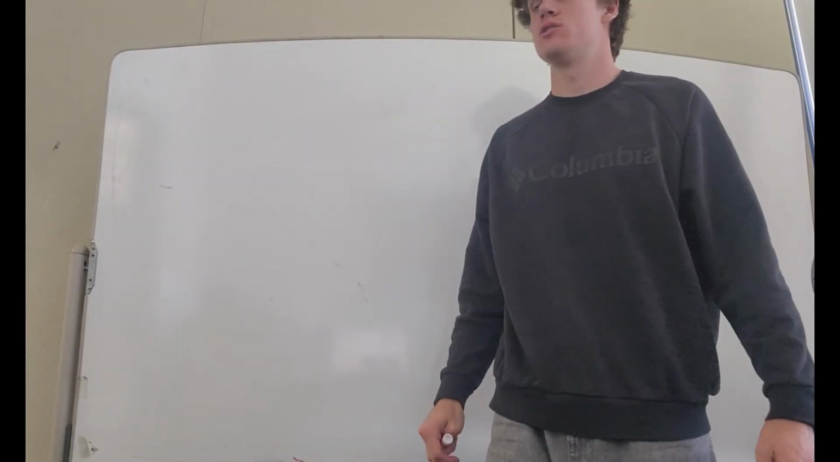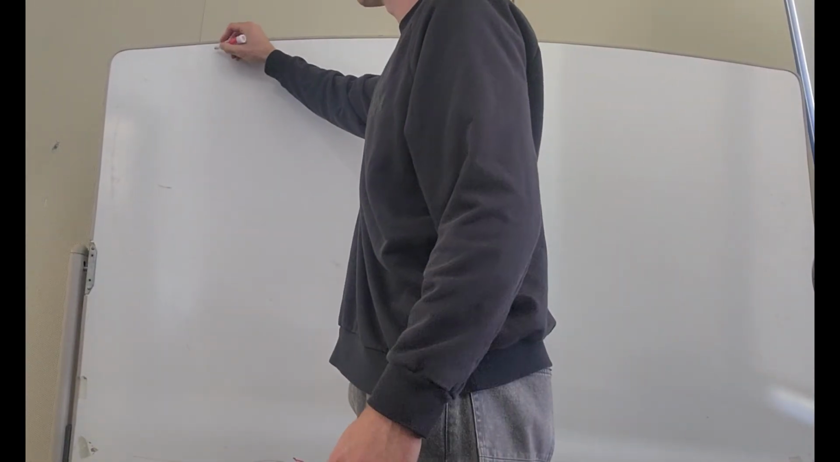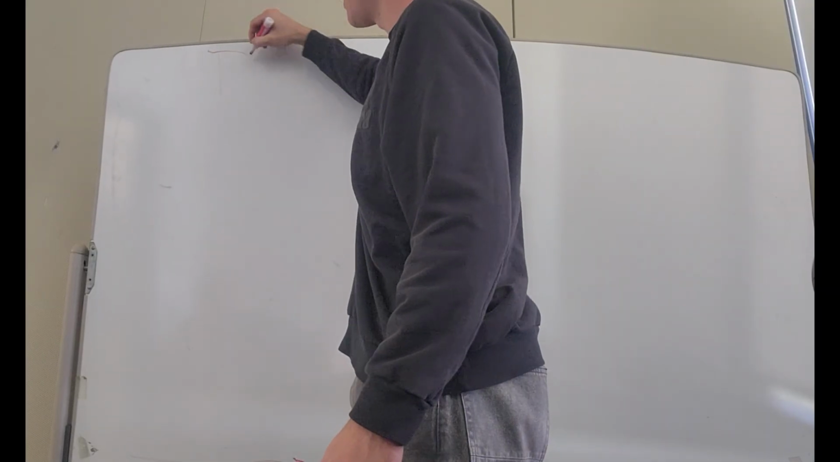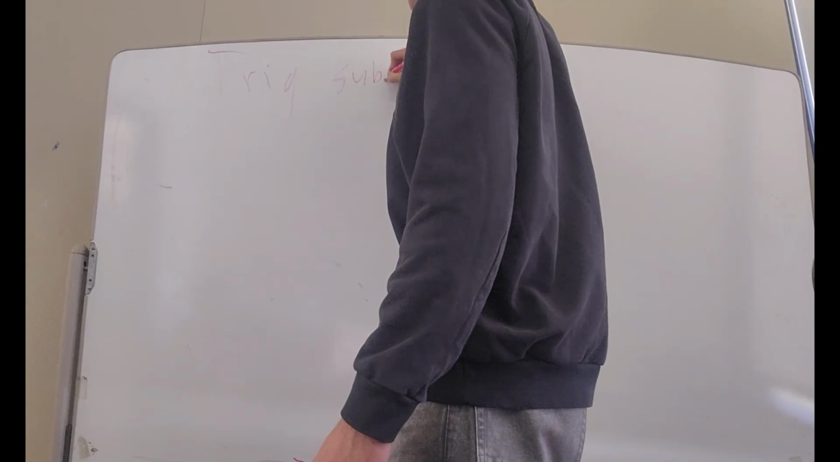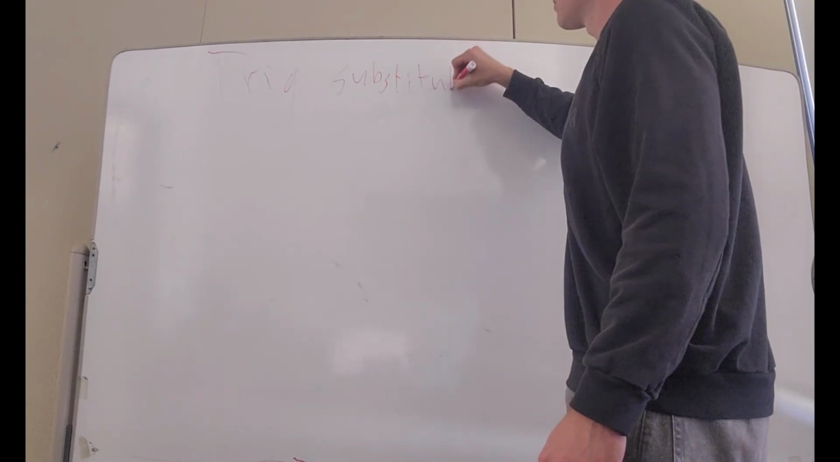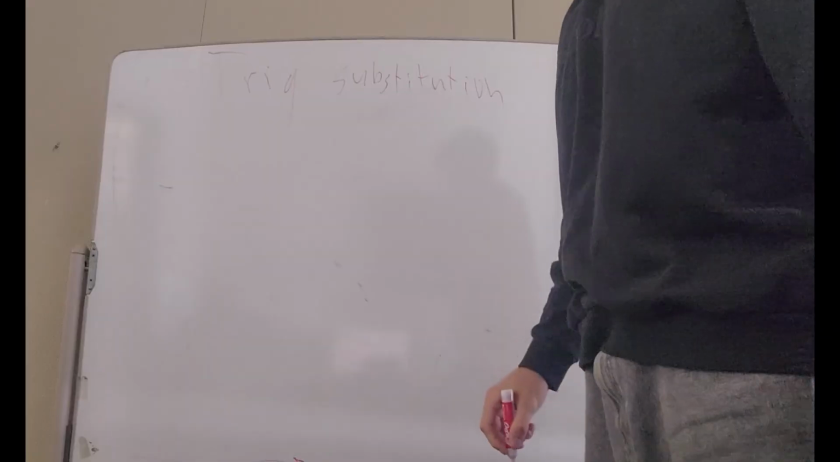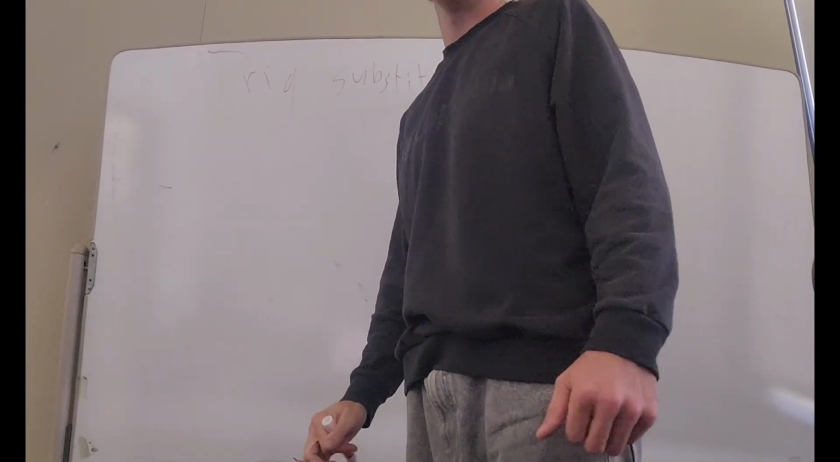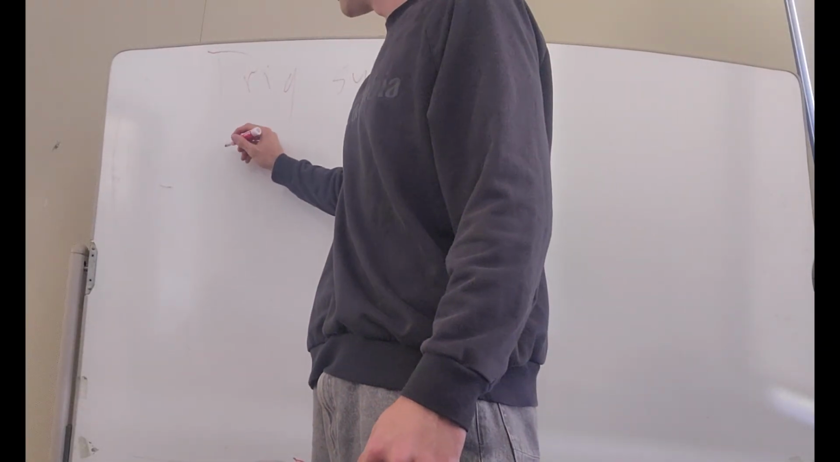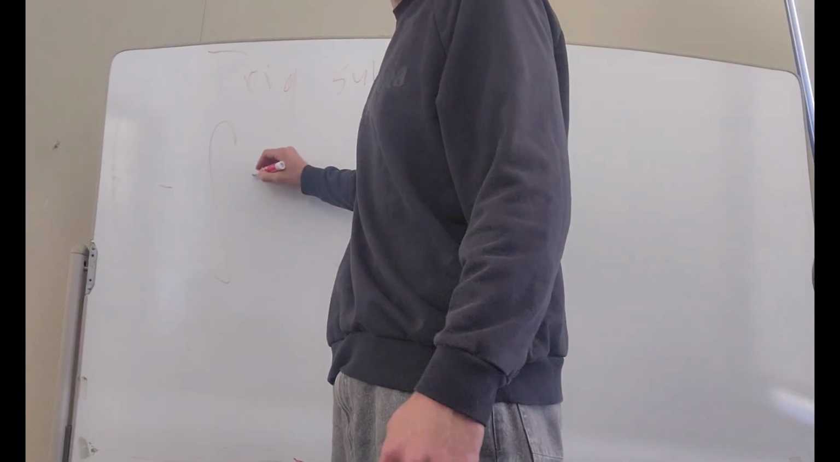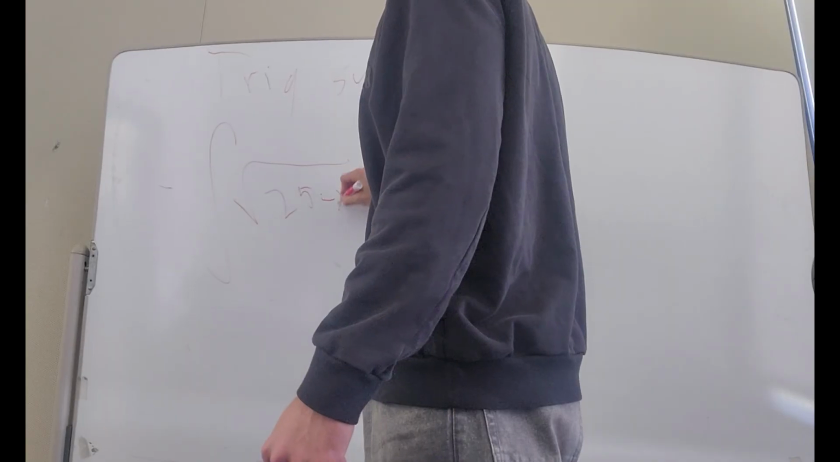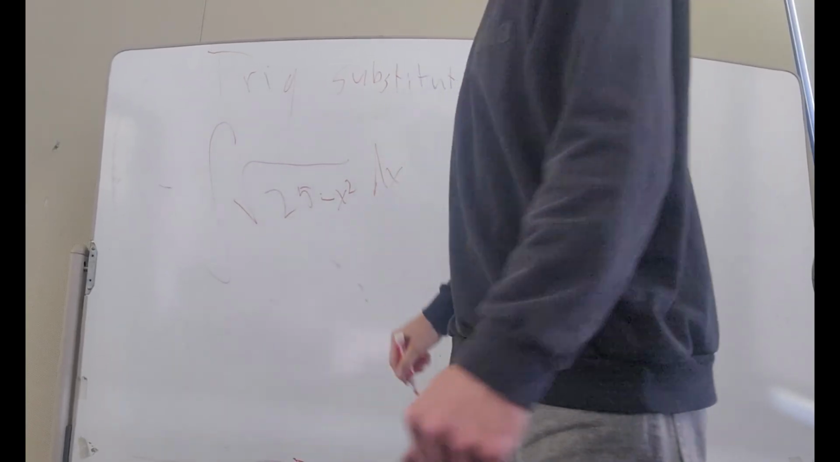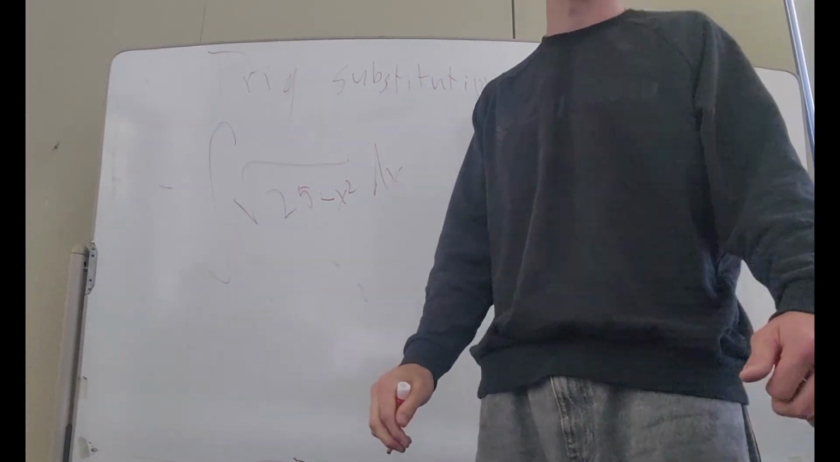Guys, so I'm going to be teaching today how to do a topic in calculus called trig substitution. Let's take a look at this example of an integral. For example, how would we find the integral of the square root of 25 minus x squared?